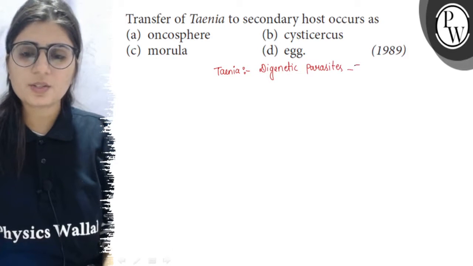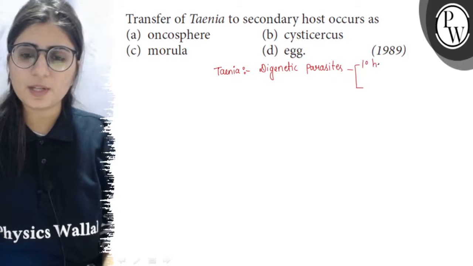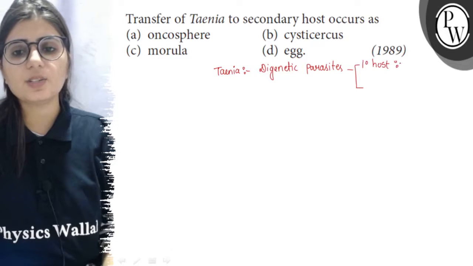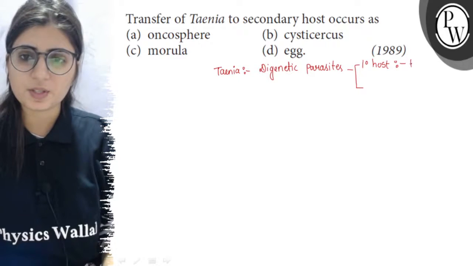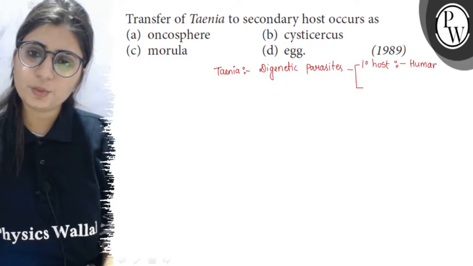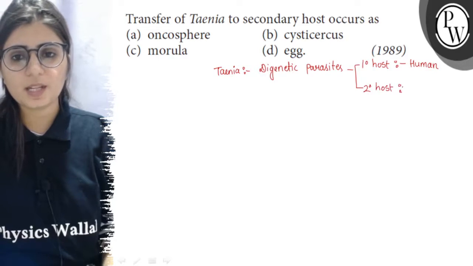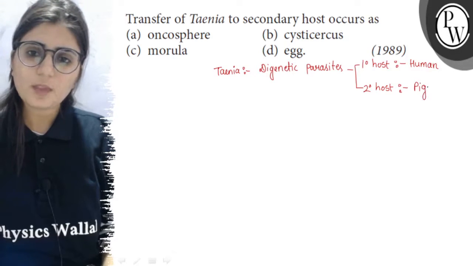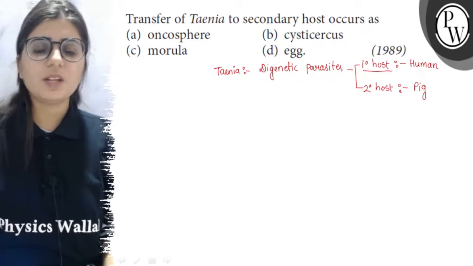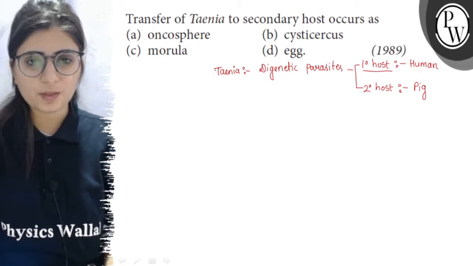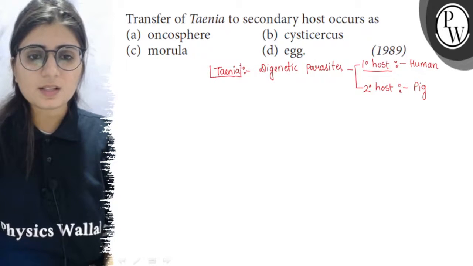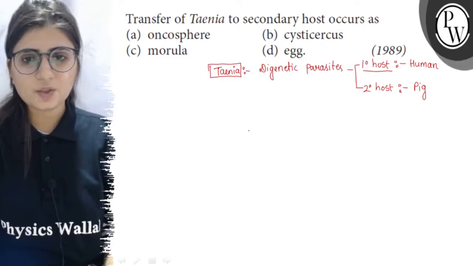So one host, which is the primary host for taenia, it means the host in which it undergoes sexual reproduction, is the human being, while the secondary host or the intermediate host for taenia is pig. So primary host is the host in which the parasite undergoes sexual reproduction. So taenia causes a disease called taeniasis in human beings.